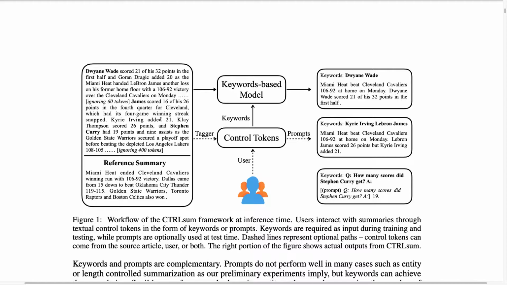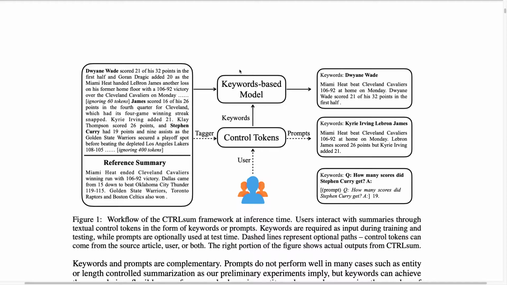a set of keywords, let's say the names of the specific people who are part of this article, such as Dwayne Wade here in this basketball article, and to have a model capable of focusing the summaries in the direction of those keywords. And this is precisely what the authors do in this paper.